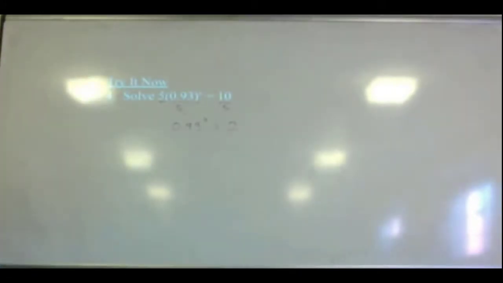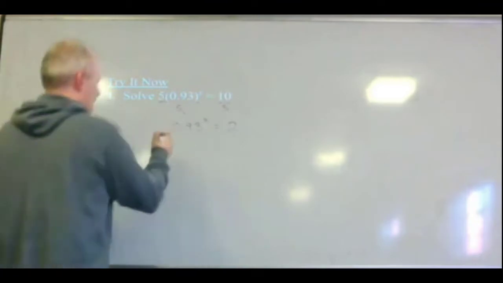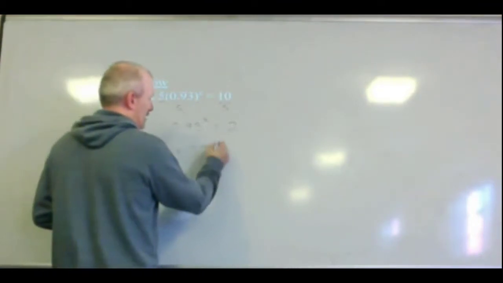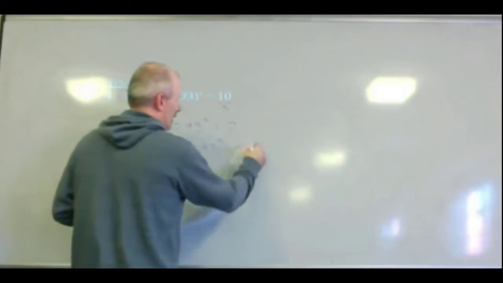If it comes out nicely, just simplify it. If it doesn't, leave it as a fraction. Doesn't matter. Now, is it isolated? Yes, base and power are isolated. So what is our next step? Take the log of both sides. So log of 0.93 to the x equals log of 2.